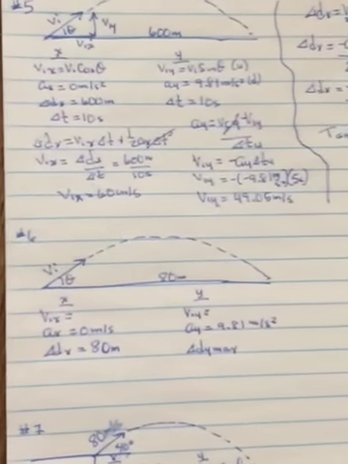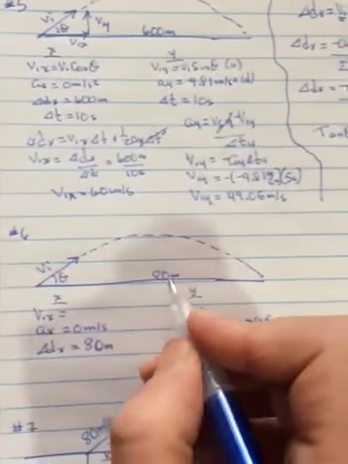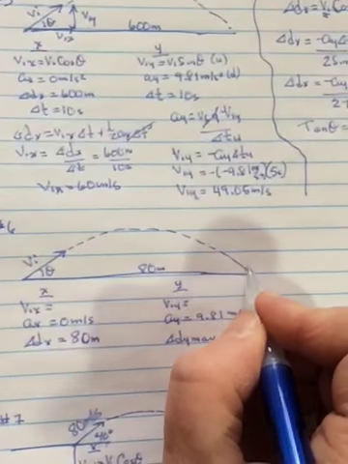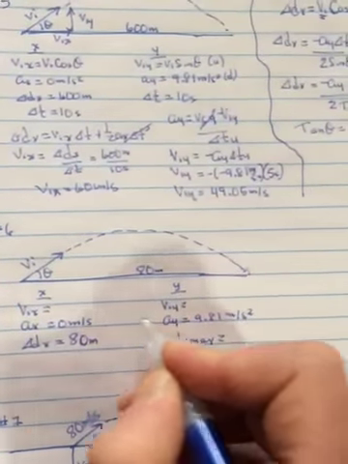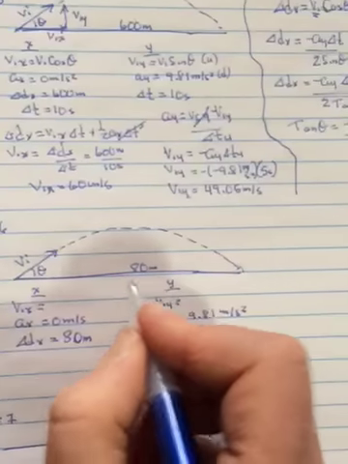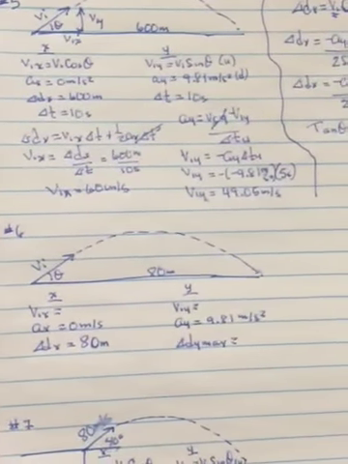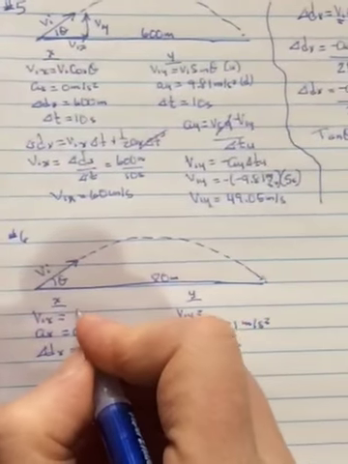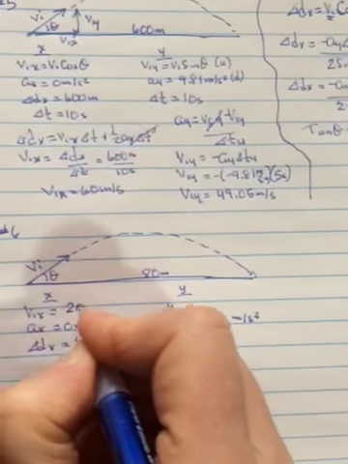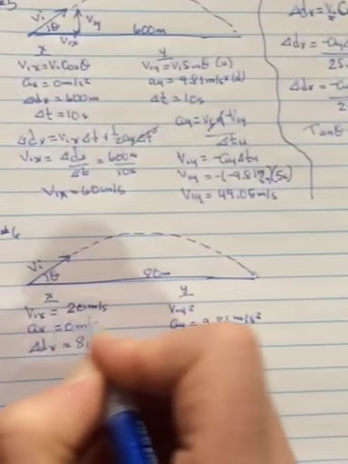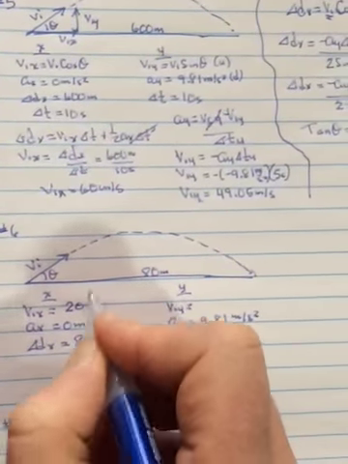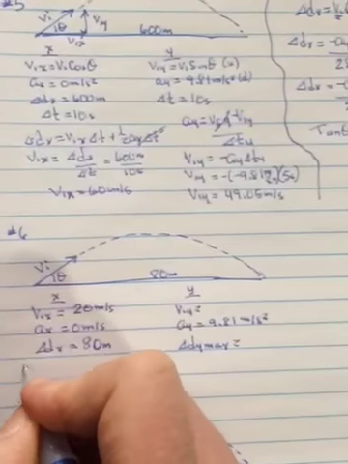Okay, so now number 6, it doesn't clearly say that it's a ground to ground, but it has to be. The hint is perhaps it asks for delta dy max, but you have to assume the catcher's catching the ball at the same height the person's throwing it. And it tells us that the horizontal component of the initial velocity is 20 meters per second. So that's your VIx. And from that you can find your time.